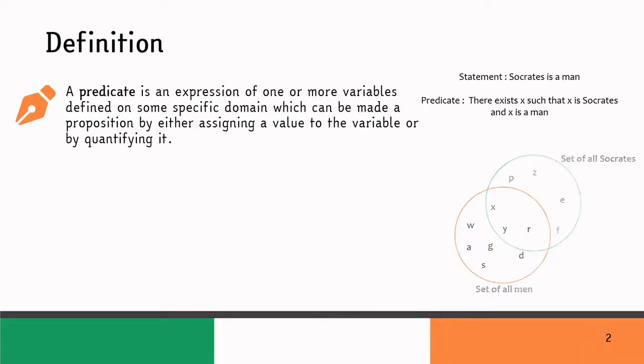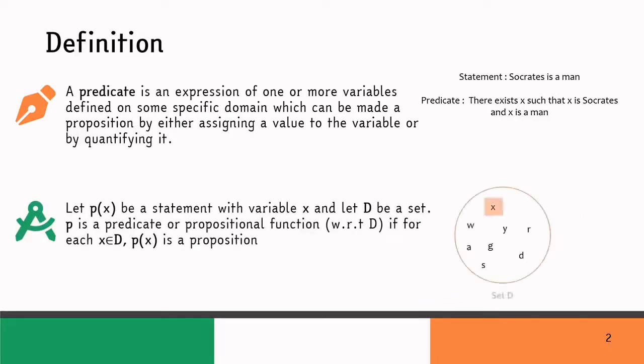To generalize this, we can consider P of X, where X is a variable belonging to the domain D and P is the predicate function with respect to domain D. D is called the domain of discourse.